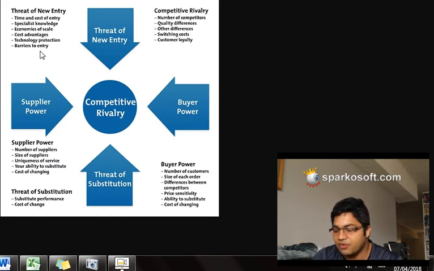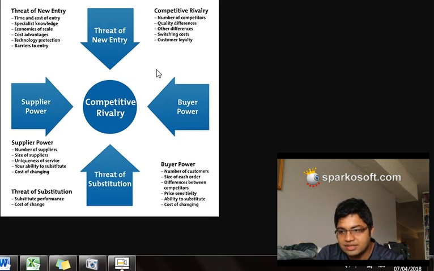For example, pharma companies, if it is a generic drug, then the margins of pharma companies are very low in that product. But if they have patented it, it is not a generic drug and only one pharma company can produce that drug, then the margins are really high in those products. Then is threat of substitution, how easy it is to substitute, what is the cost of change. So we have talked a lot about it.